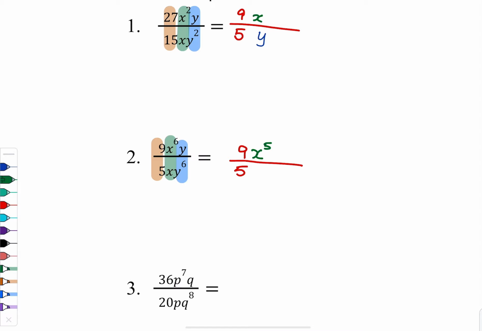That's the end. So next, numbers first. 36 over 20. What can they be divided by? They can be divided by 4. So 36 divided by 4, 9. 20 divided by 4, 5. And then how about for P? Which side is bigger? Upside is bigger. 7 minus 1, 6. And then the last one, Q.